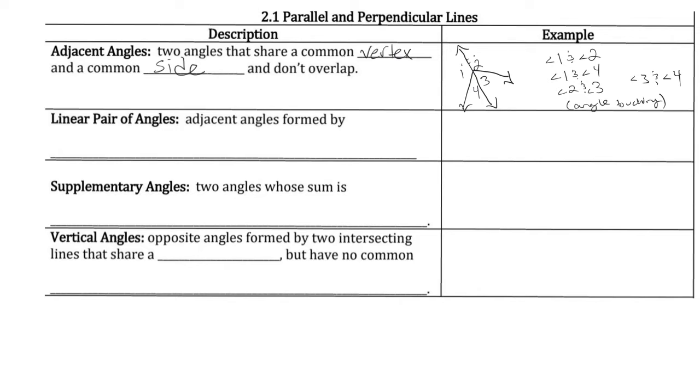Now, the next one is a linear pair of angles. So we know what a linear pair is. A linear pair makes that straight line. So the formal definition of a linear pair of angles is adjacent angles formed by two supplementary angles. Say we have angle one and angle two. We know that angle one and angle two are a linear pair because they create a straight line.